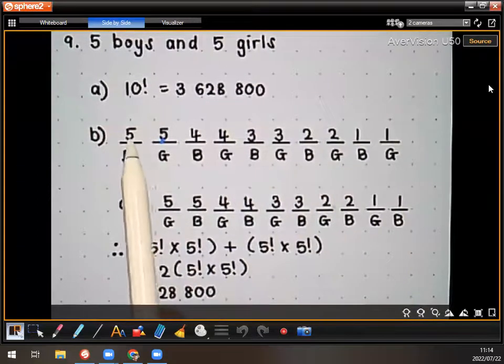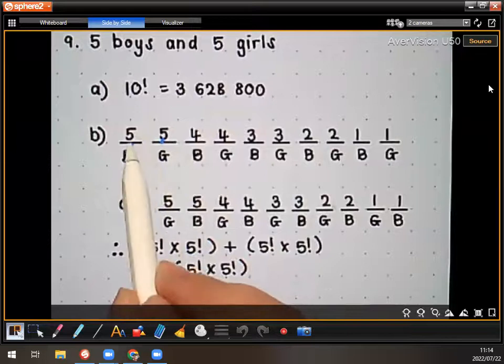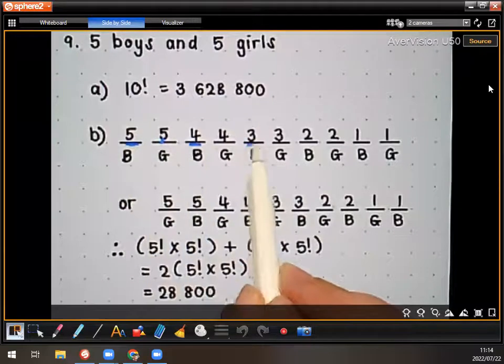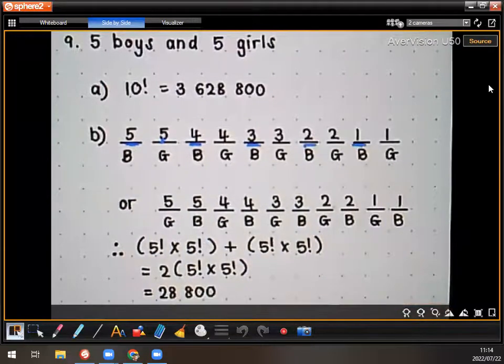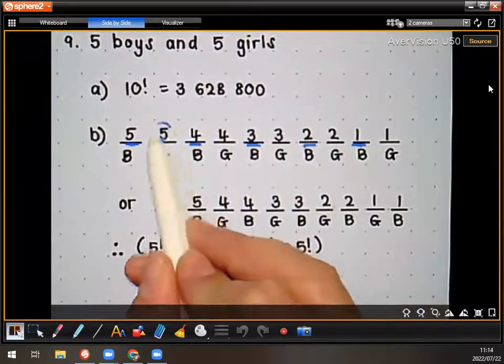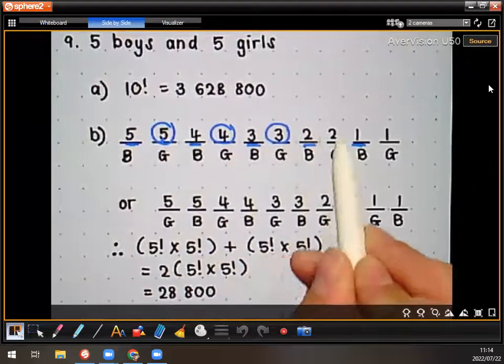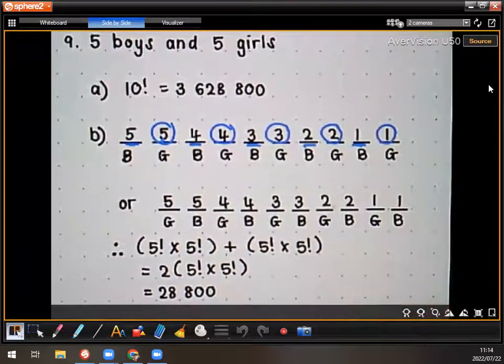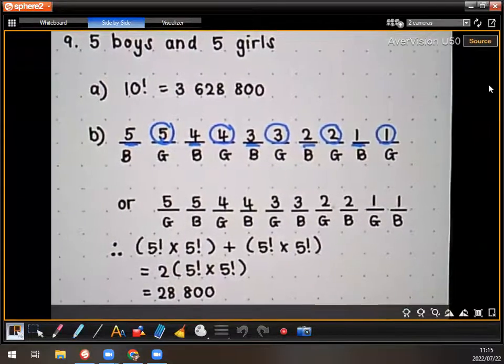Just check there. That's what 5 factorial is, right? That's 5 factorial. But then I have another 5 factorial there, right? 5, 4, 3, 2, 1. Okay, so that first line makes sense.